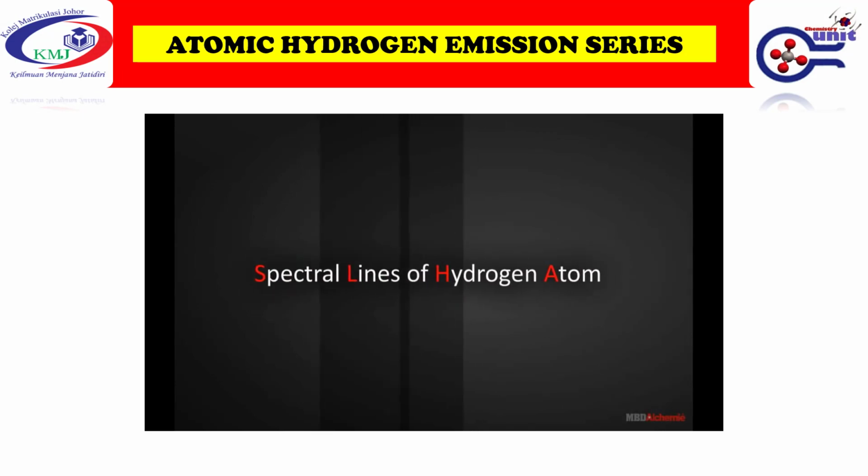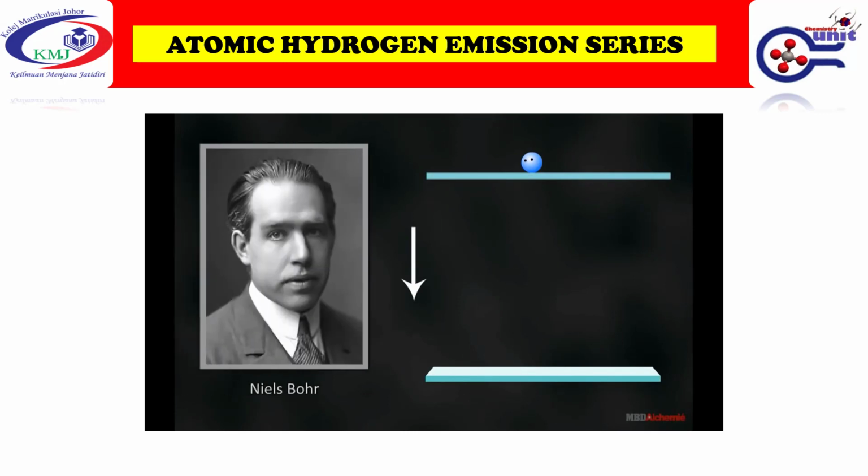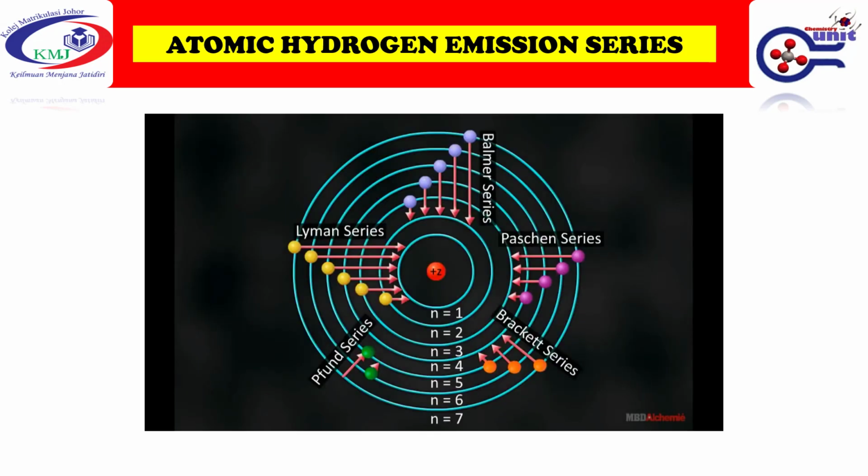Spectral lines of hydrogen atom. According to Bohr's third postulate, when an atom makes a transition from the higher energy state to a lower energy state, the energy is radiated in the form of a photon having certain frequency. The spectral lines arising from the transition of electrons of an atom from higher energy states to a definite energy state form a spectral series.